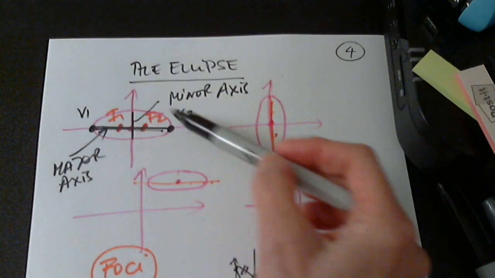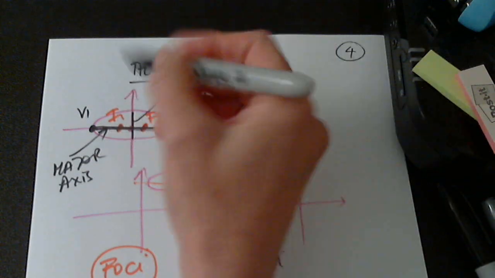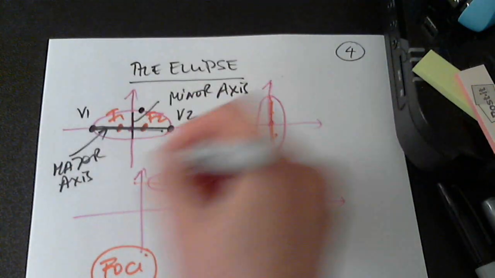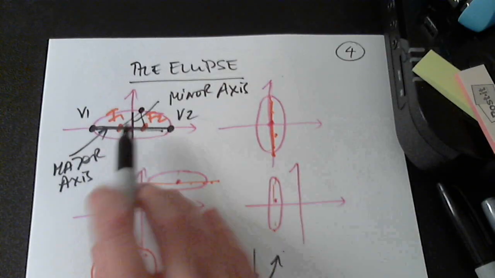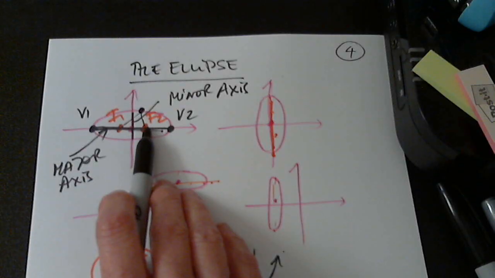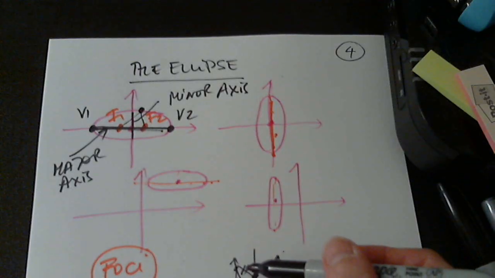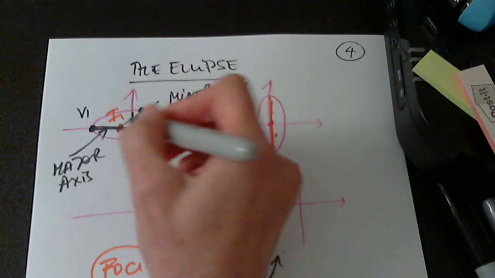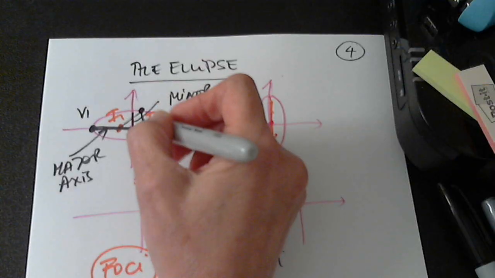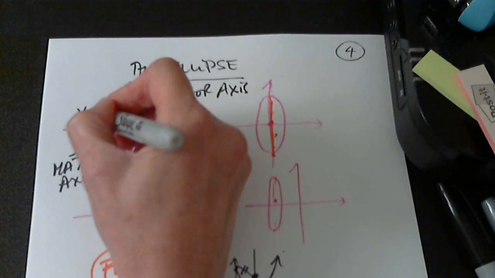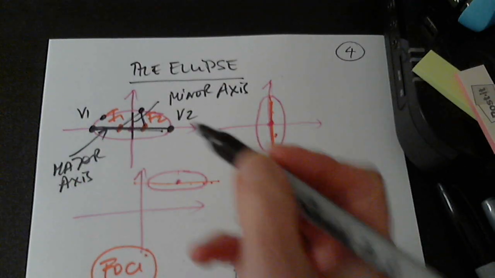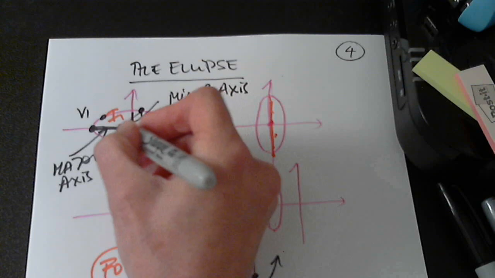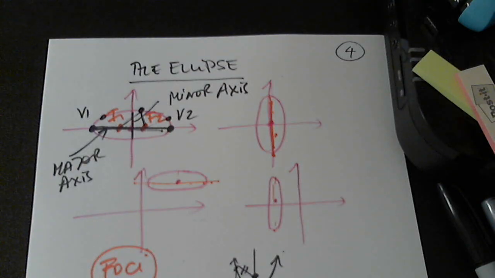What is the same idea here? Well, any point on the ellipse has a sum of the distances from the two foci that is a constant. So here the sum, this distance plus this distance, is the same as this distance plus this distance. And the same with this distance plus this distance. Okay?